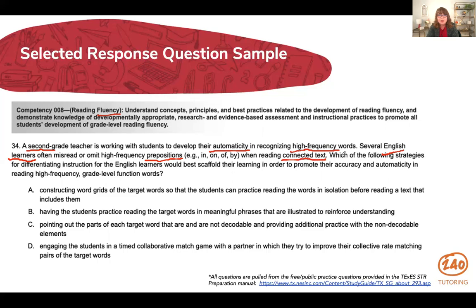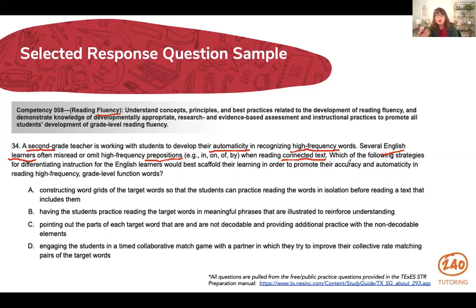Now, connected text just means it's in a sentence. It's not isolated. Which of the following strategies for differentiating instruction for the English learners would best scaffold their learning in order to promote their accuracy and automaticity in reading high-frequency, grade-level function words? So we're looking at how do we differentiate our instruction for our English learners to scaffold to where they are, to get them better at reading these prepositions accurately and automatically, okay?